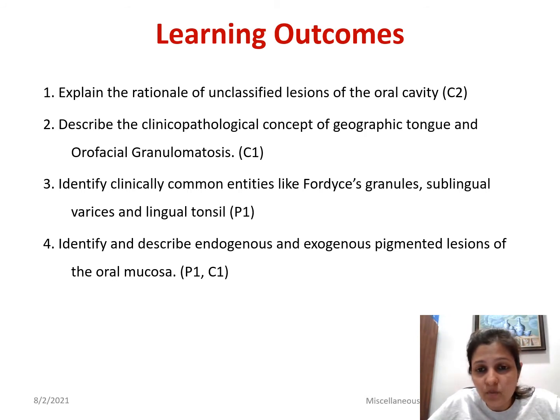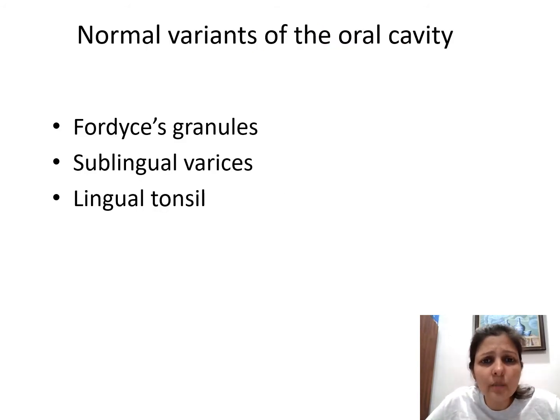Now, what happened with this particular topic is that I've gone in the reverse order and I spoke of the pigmented lesions earlier in the previous class. So keeping to that, I'm just going to go in the reverse order and start off with point number 3. So let's look at some normal variants, or not to say they're called lesions, but they are just variations that can be seen in the oral cavity: Fordyce's granules, sublingual varices, and lingual tonsil. We'll go through each one of these one by one.